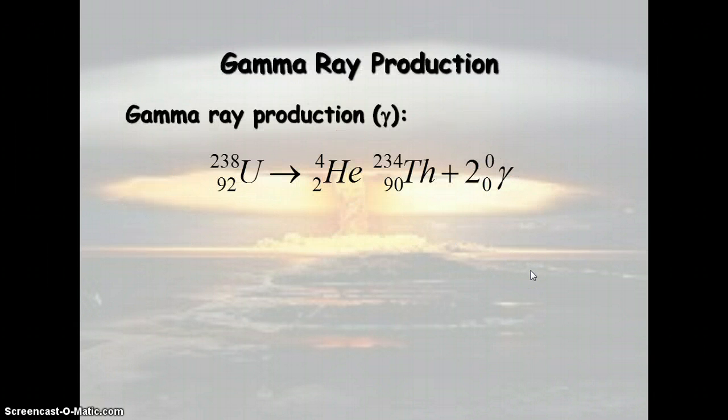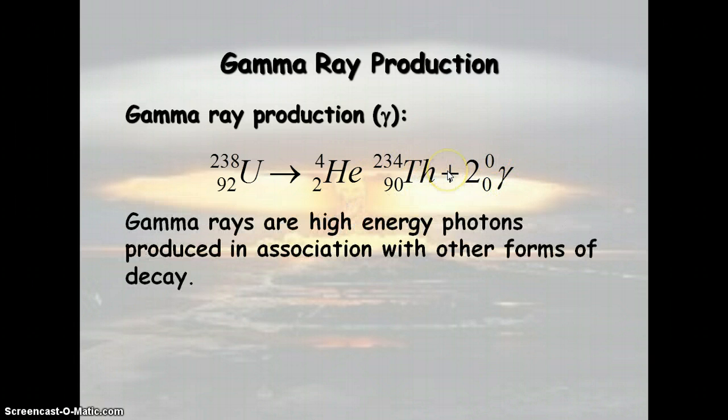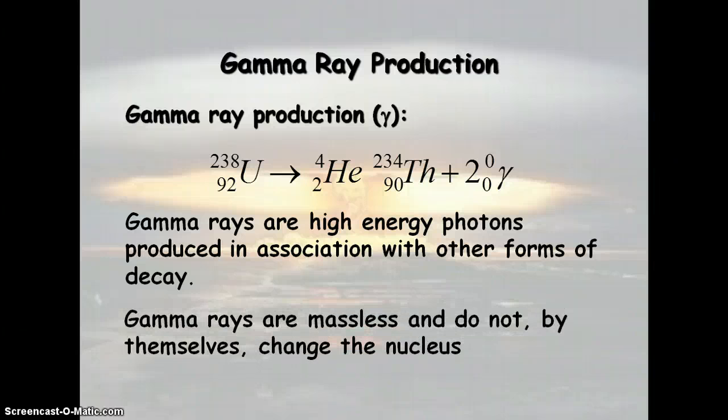All right, then we have gamma ray production. Gamma rays are going to occur in conjunction with other types of radiation. So here you see a uranium that undergoes alpha decay to become a thorium and also emits 2 gamma rays. Gamma rays are basically going to be high energy photons, and like I said, they have to occur with other forms of decay, so alpha or beta. Gamma rays are massless. They do not have a mass and do not have any protons associated with them, as you see the 0 here.